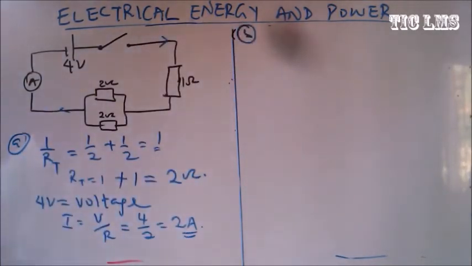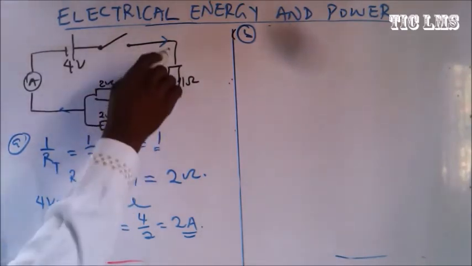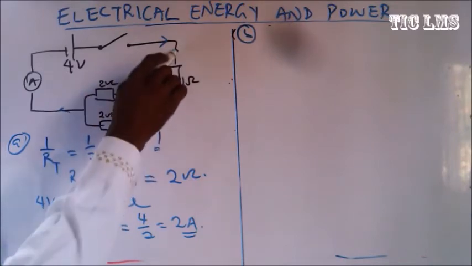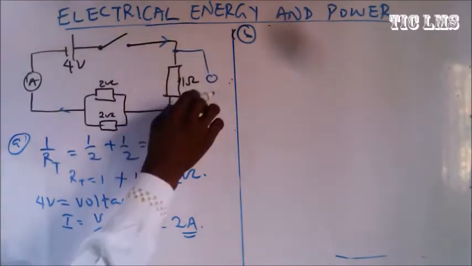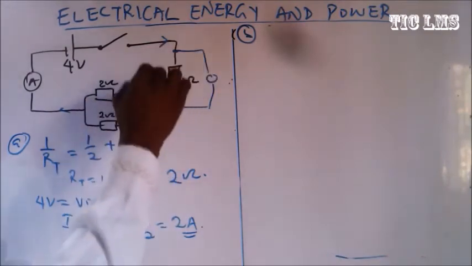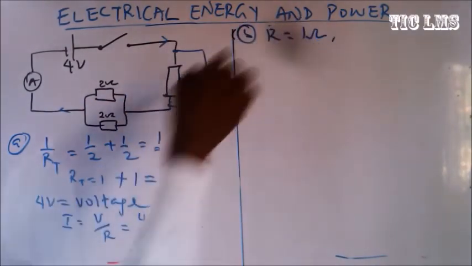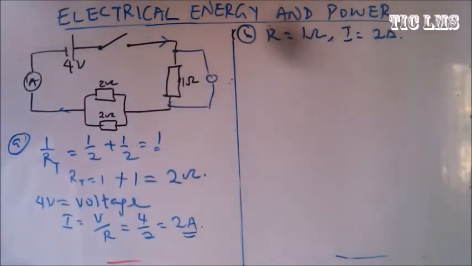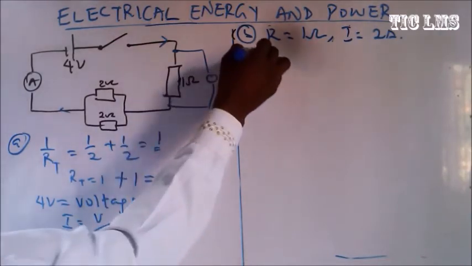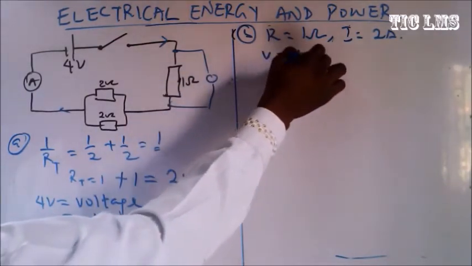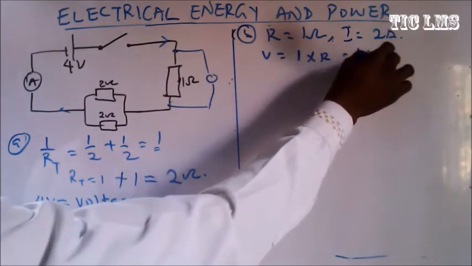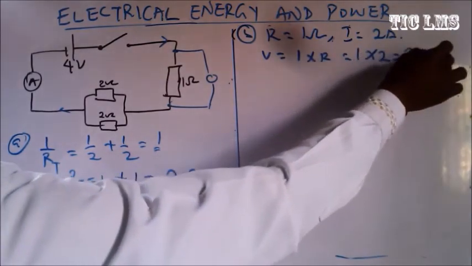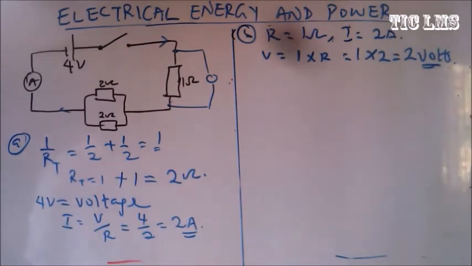The B part says we should calculate the potential difference across the 1 ohm resistor. Now across this 1 ohm resistor, the potential difference will be found using the 1 ohm as the resistance and our current as 2 amperes. Hence, the potential difference is I times R, and that is 1 multiplied by 2, so that is 2 volts. That is the value of the potential difference across the 1 ohm resistor.